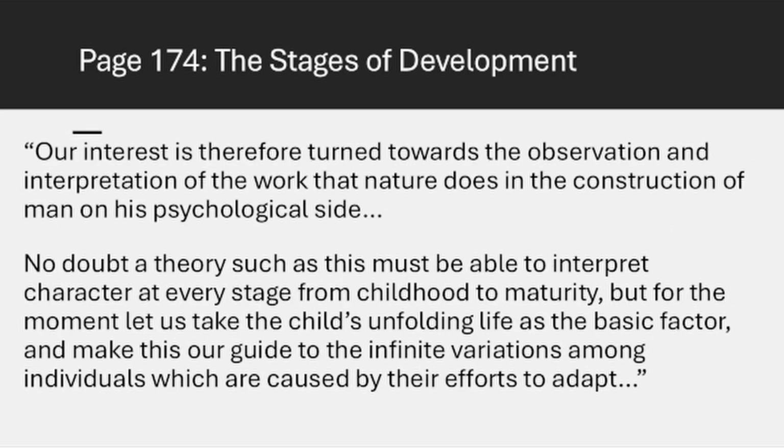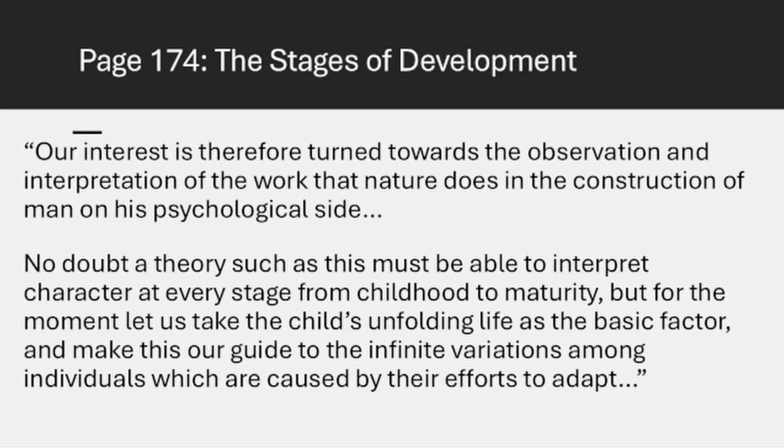On page 174, Montessori goes on to talk about the stages of development. She says, "Our interest is therefore turned towards the observation and interpretation of the work that nature does in the construction of man on his psychological side. No doubt, a theory such as this must be able to interpret character at every stage from childhood to maturity. But for the moment, let us take the child's unfolding life as the basic factor and make this our guide to the infinite variations among individuals which are caused by their efforts to adapt."